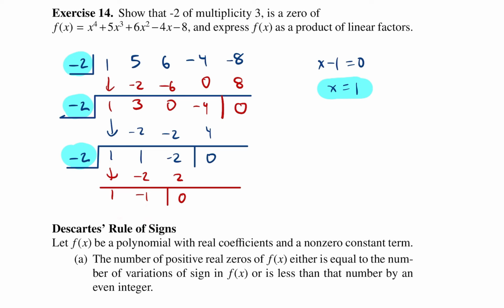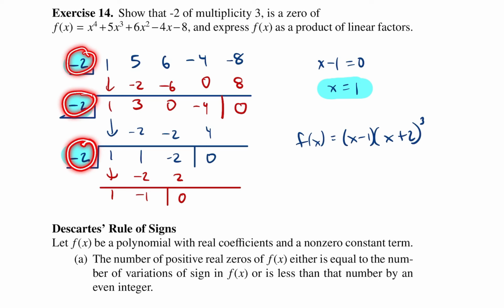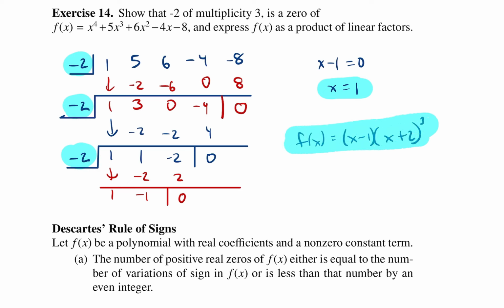So the final answer would be f of x is equal to (x minus 1)(x plus 2) to the third power. This is the factor for this 0, multiplicity 1, and the factor for the -2 zero is given by x plus 2, and since it has multiplicity 3, it has to be to the third power. That is the final answer.